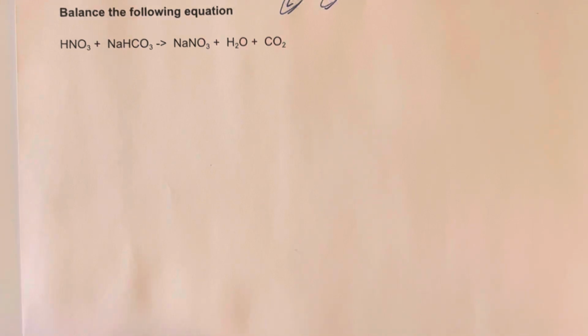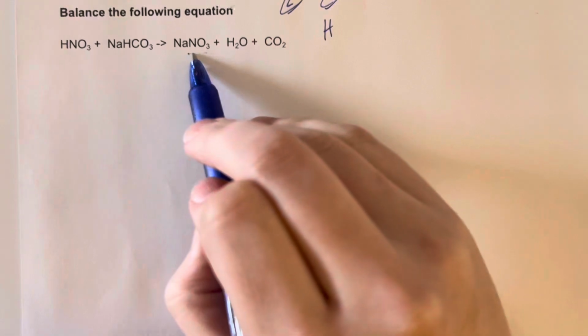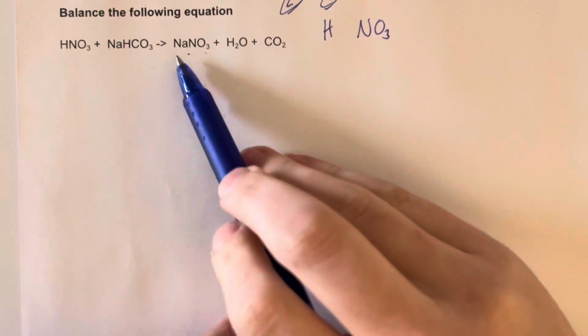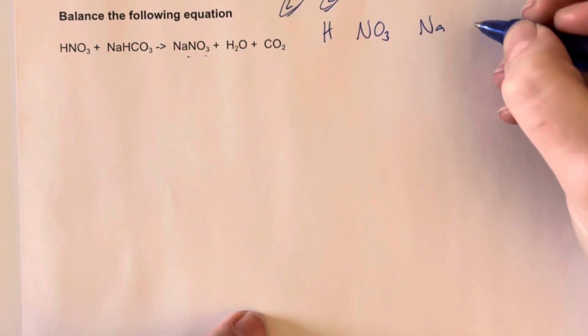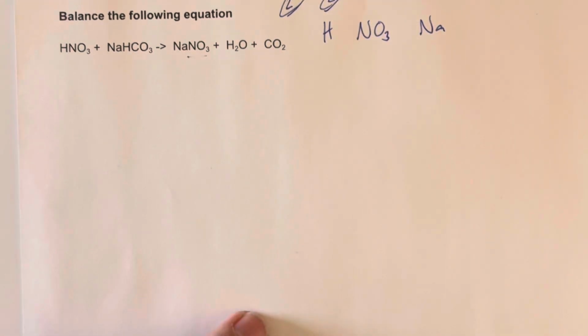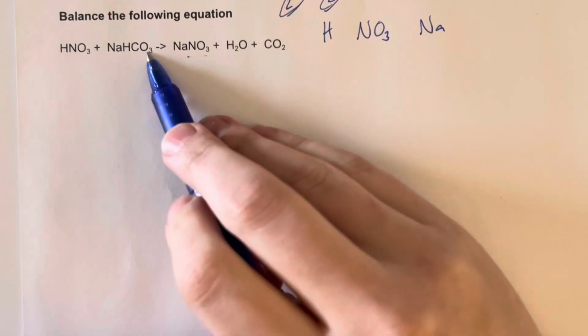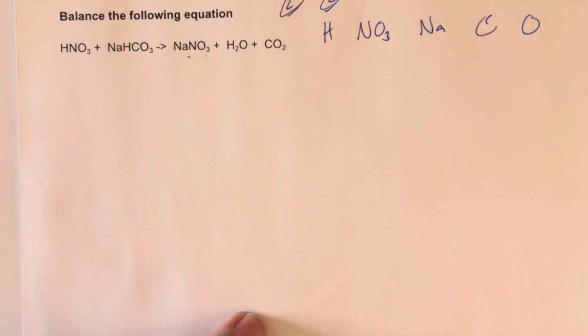Balance the following equation. Nitric acid reacts with sodium bicarbonate to form sodium nitrate, water, and carbon dioxide. So first I'm going to go through and identify all the elements present. So I have hydrogen. I can see nitrate, and nitrate does come through intact. So I can leave nitrate alone and just count it as a single thing. Then I have sodium. I have hydrogen again, but I already have it accounted for. And then I see bicarbonate, or HCO3, but that does not make it through intact. So I do have to break up carbon and oxygen here.